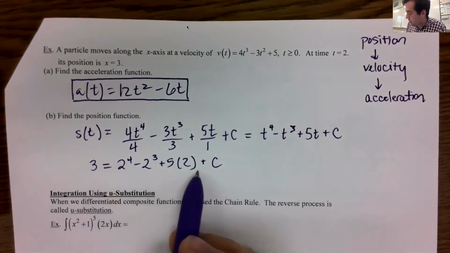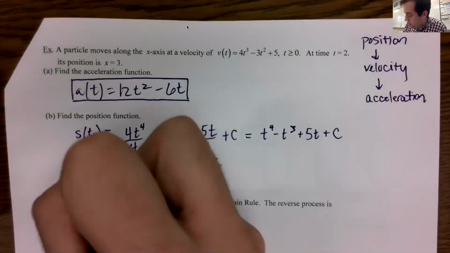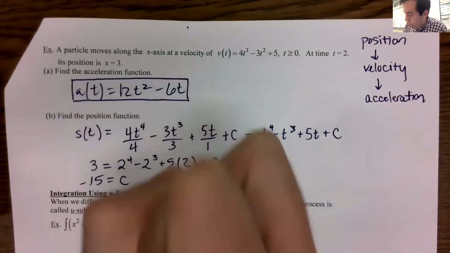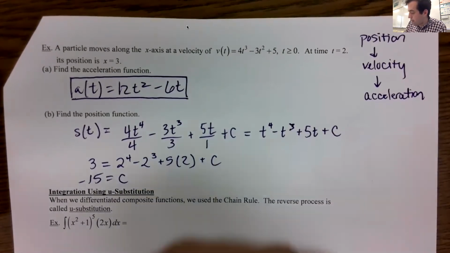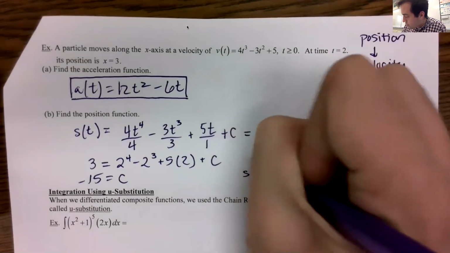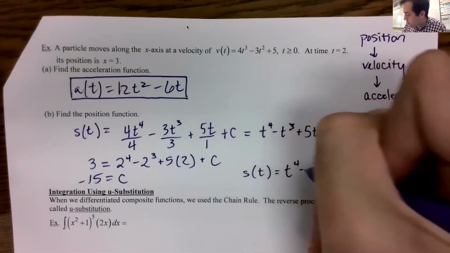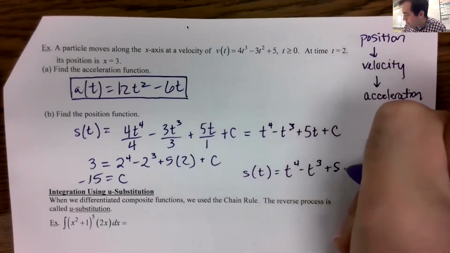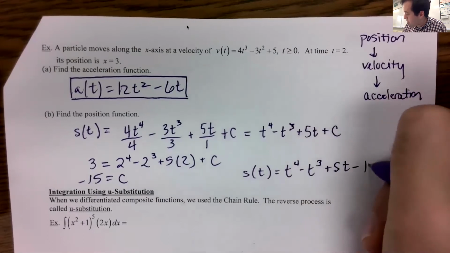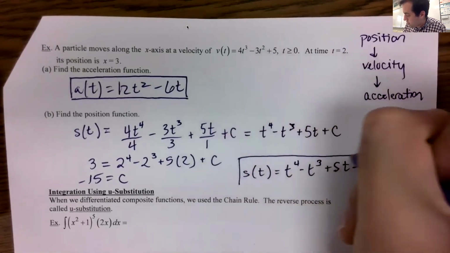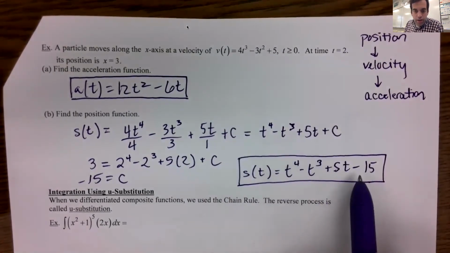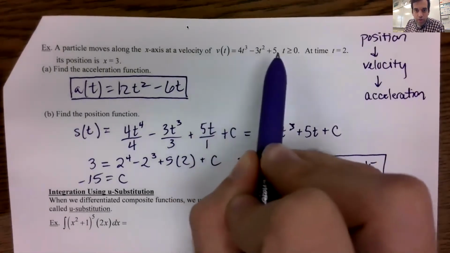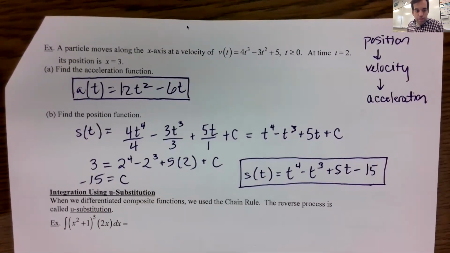So if I actually calculate this out with everything to the other side, I'm going to get that c is negative 15. And you can try that on your own if you want. And so our final answer is going to be s of t equals t to the 4th minus t cubed plus 5t minus 15. If we take the derivative of this, we'll end up with the velocity. If we take the derivative of the velocity, we end up with the acceleration.